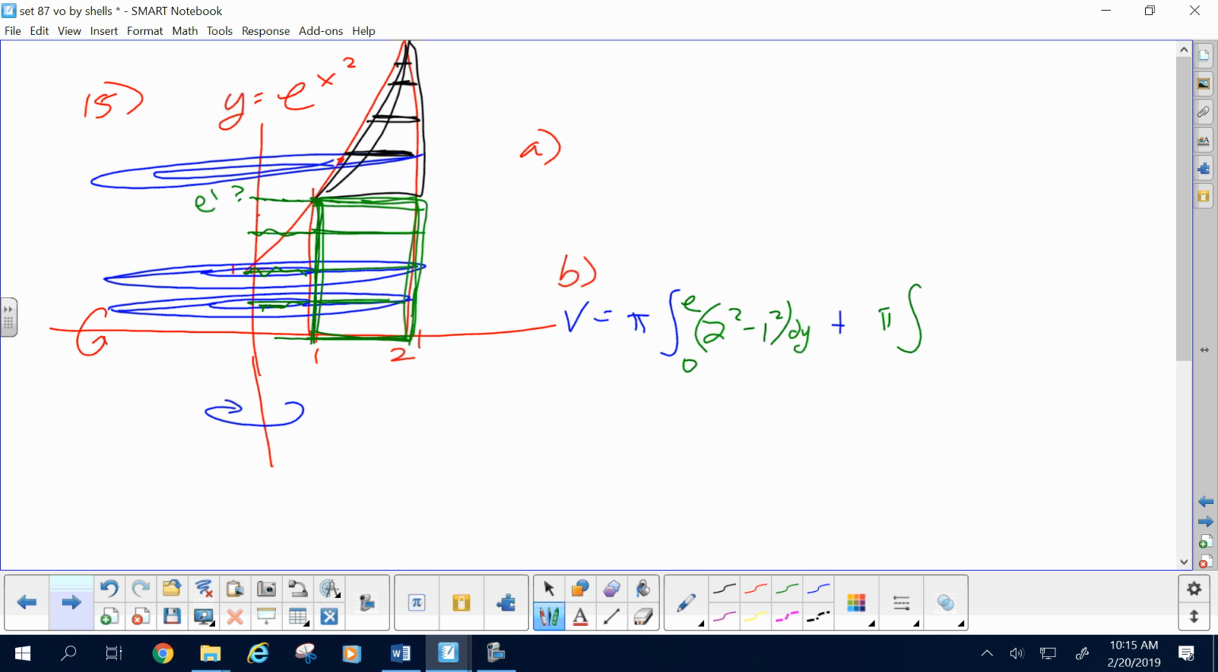The top one, or the black section, starts at here, e, and goes to what? Where's the end? E to the fourth. Yep, e to the fourth. When x of 2 goes into the equation, you get e to the fourth as a y. What is big R? Big R is still 2.